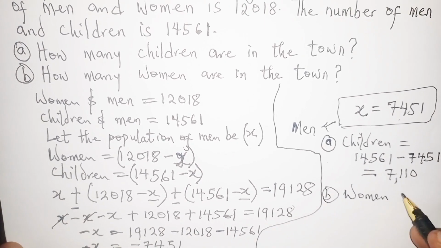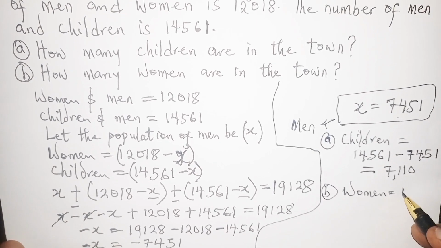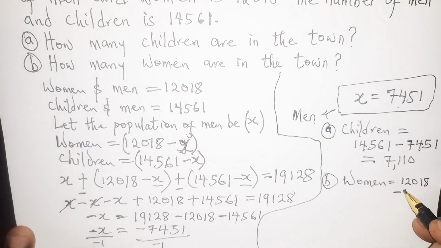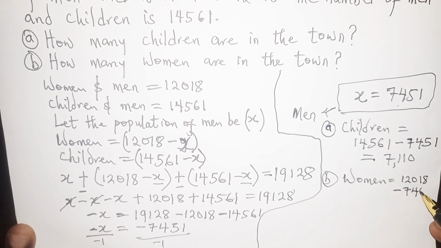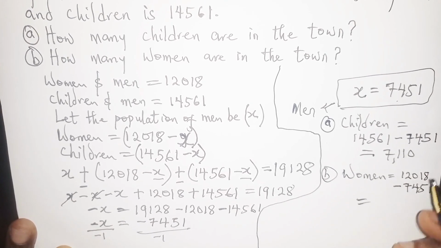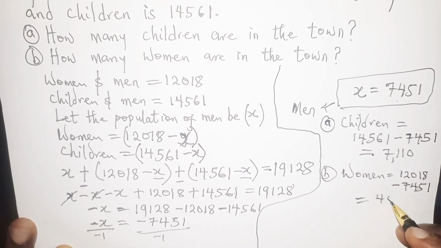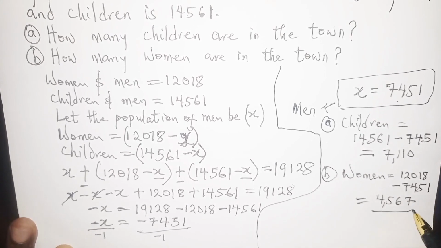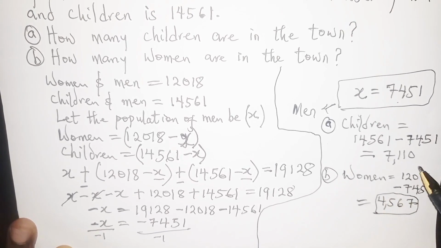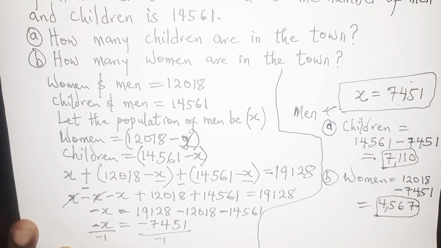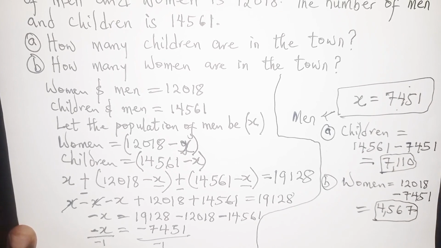Also, for the women, it is very simple. We already have an expression for the women, which is 12,018 minus x, which is 7,451. So when we do that, we would be getting 4,567. So this is the value for the women, the population of the women. This is the population of the children and the men. So that's the final answer.